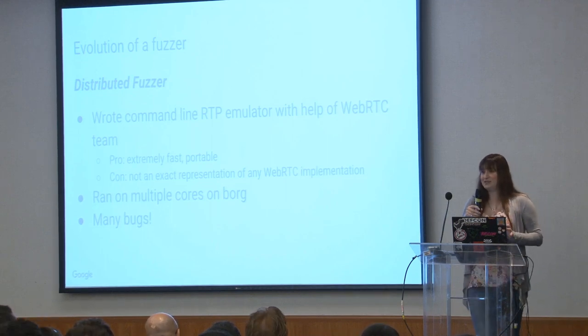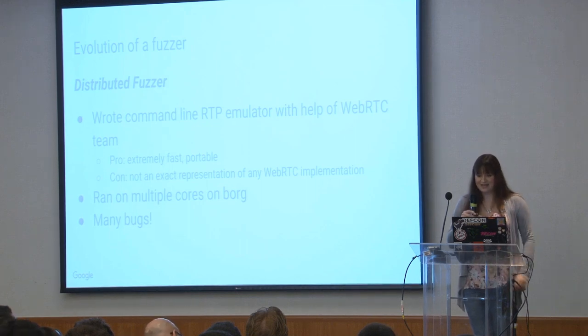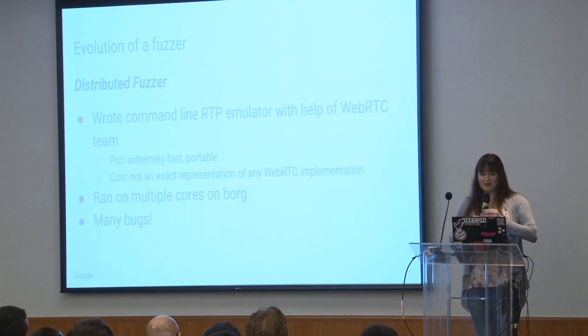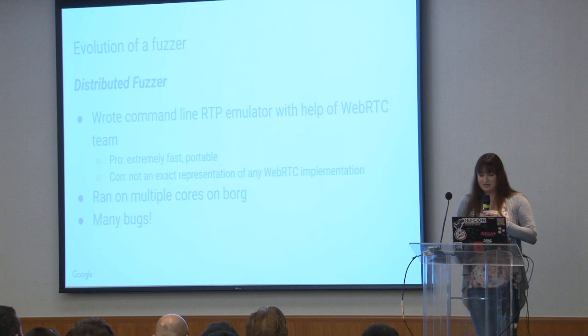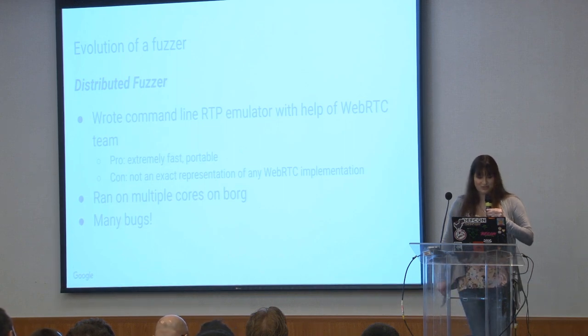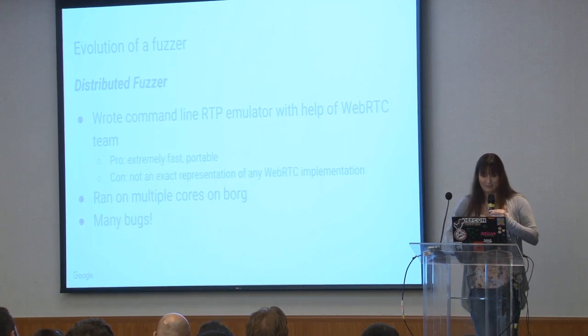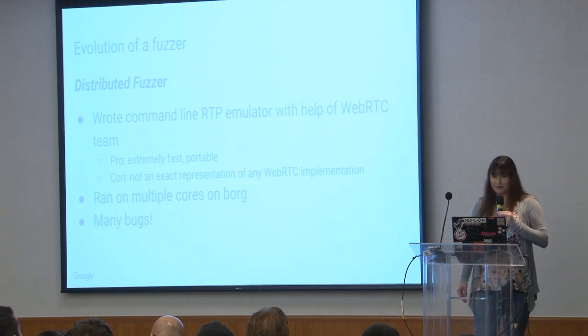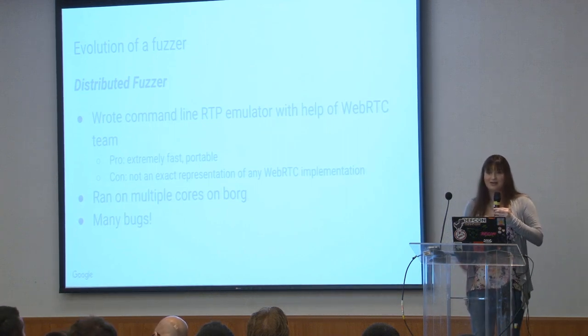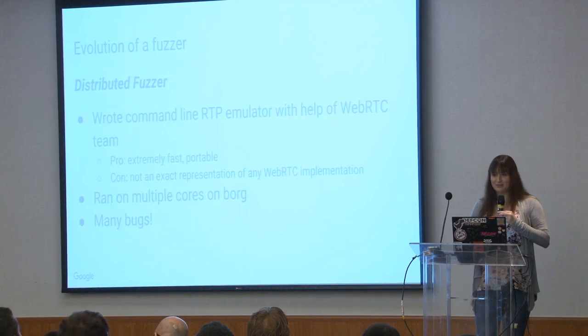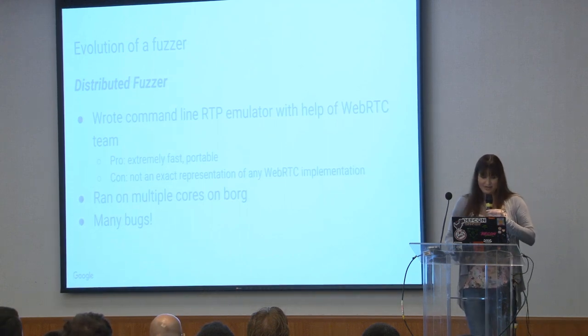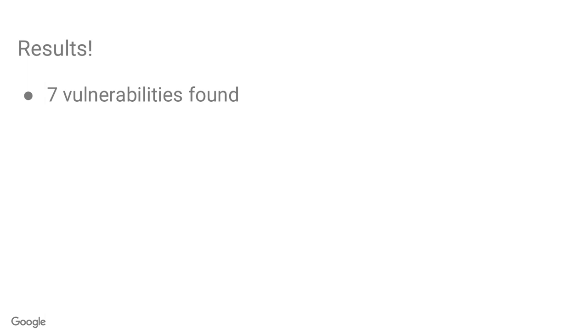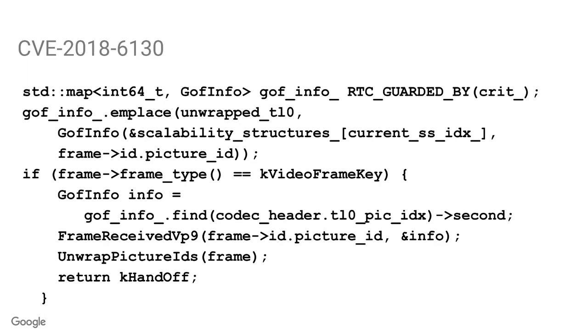The downside is it was not an exact representation of any WebRTC implementation. So I did have an issue with false positive bugs. But it was good, it could also run on multiple cores, so I could fuzz very quickly, and I could also build it with ASAN, which improved fuzzing. And I found a lot of bugs. So let me show you some of these bugs. They're actually pretty cool.